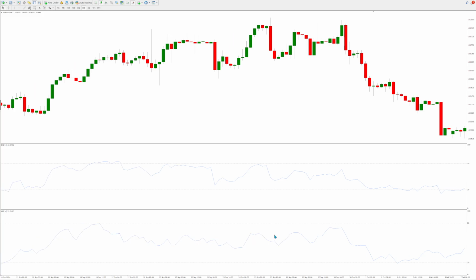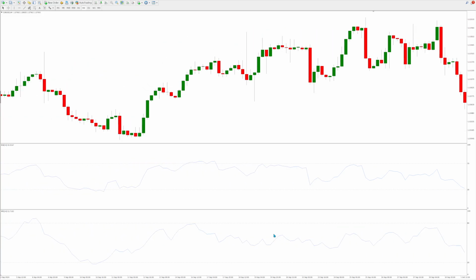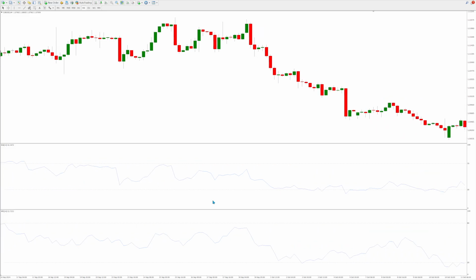You also have divergence. Okay, so divergence is basically when the indicators make higher lows, like there and there. You see these lows, low there and low there, higher low. This means that we can expect a turn to the upside. Potentially, it's not going to be accurate 100% of the time, as with any indicator.